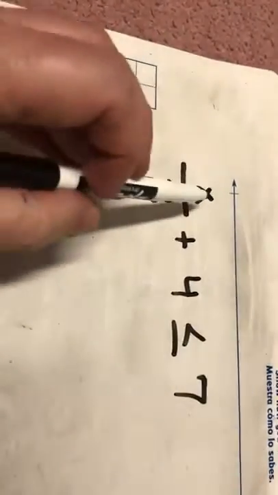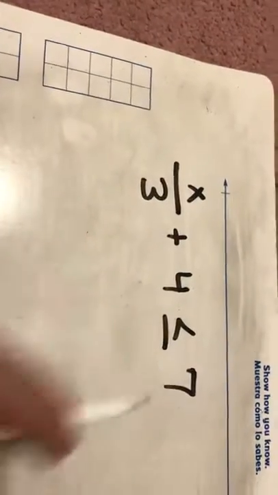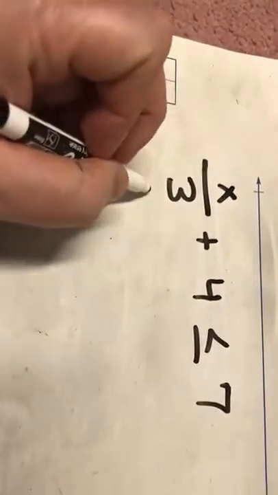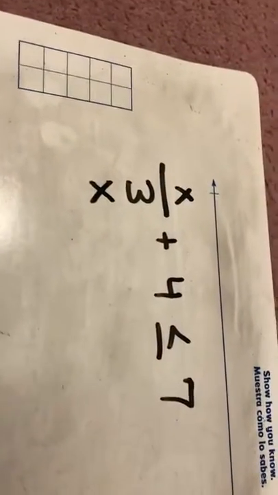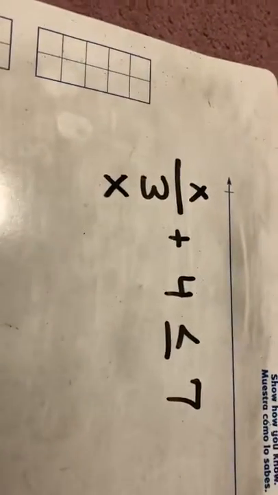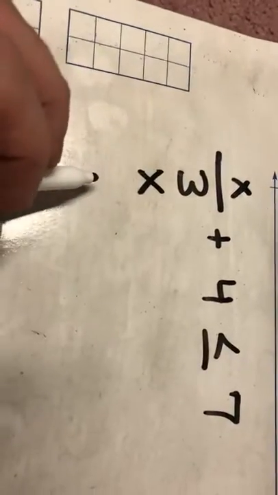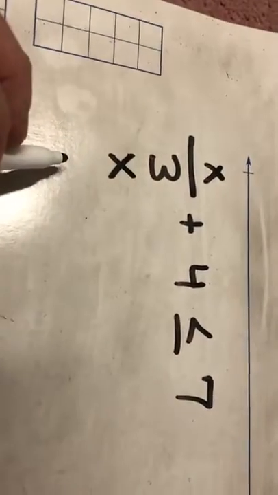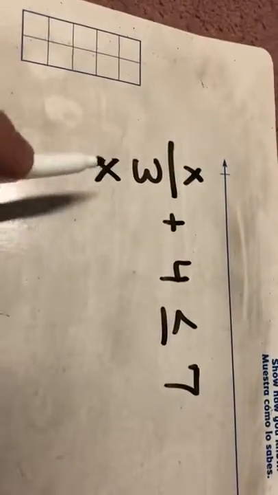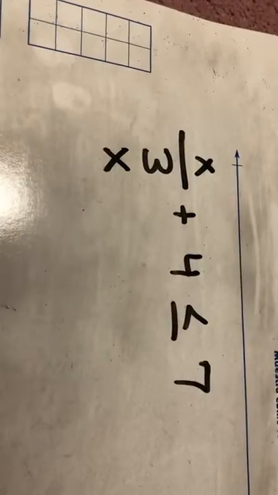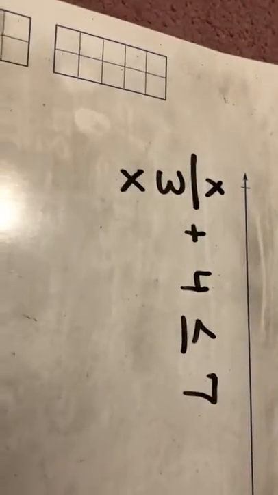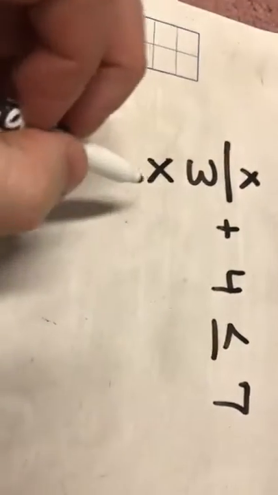X over 3, or x divided by 3, plus 4 is less than or equal to 7. Well, as we know, now that we have two-step equations, I'm going to reverse back to what I said yesterday. Now we're going to need to show our work a little bit. There's not really much mental math happening here because these are multi-step equations where we're going to have to isolate the variable. Remember that? I'm sure you do. But we're going to have to get back into that.